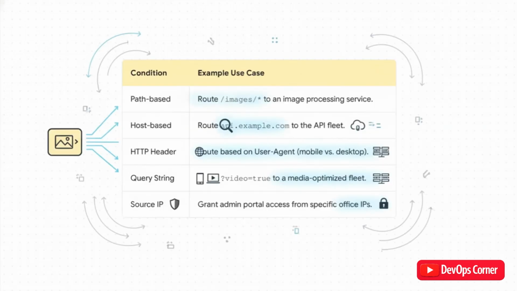And this is what makes an application load balancer so powerful. It's not just blindly passing along traffic, it operates at layer 7. Which means it can actually look inside the HTTP request. You can set up rules based on the URL path, the hostname, custom HTTP headers, query strings, even the source IP of the user. This lets you do some incredibly sophisticated routing, which is pretty much essential for any modern microservices architecture.